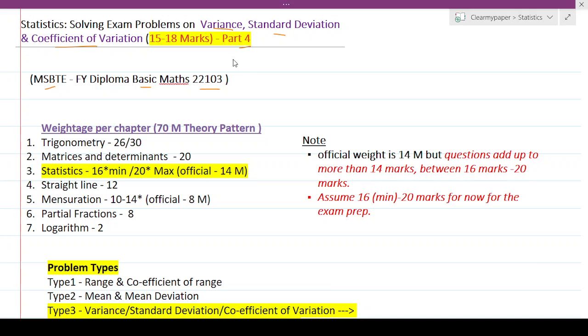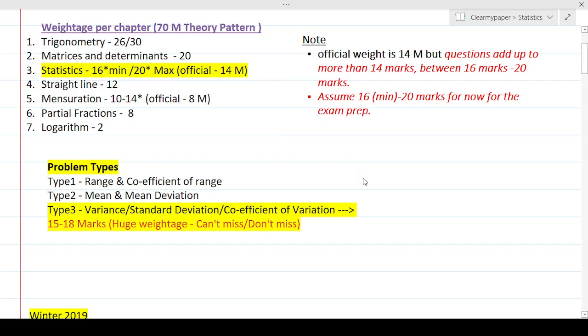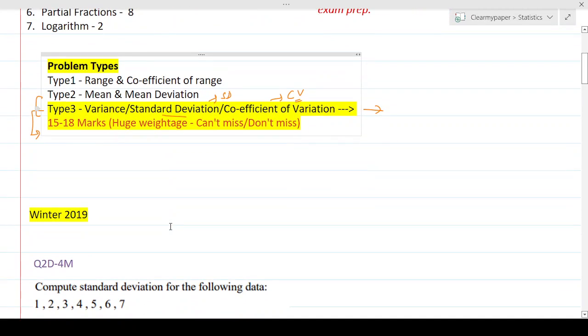You should check out the first 3 parts where we are trying to break down the problems. And in specific, we are trying to solve type 3 problems on the variation and the SD and the CV. SD is standard deviation and CV is coefficient of variation. So we are dividing the problems in those categories, and within type 3, in the last 3 episodes, we have been solving different variations. In this episode we will see another variation of type 3.